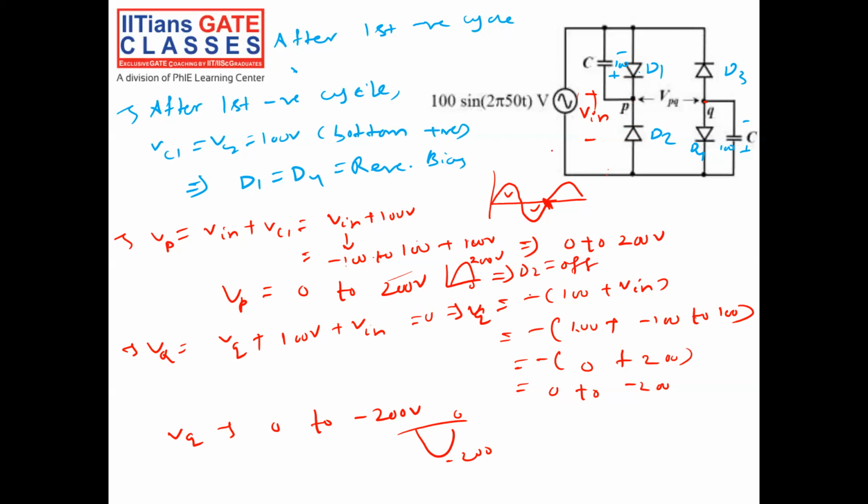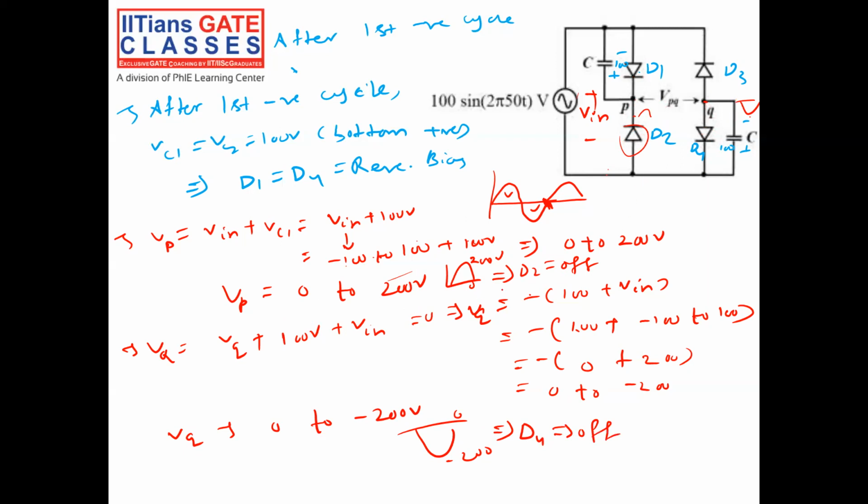D2 will be off, or reverse biased, since VP is varying from 0 to 200 volt, right? After the first negative cycle, D2 will definitely be off because the cathode is connected to 0 to 200 volt, so it will never go forward biased. Similarly, VQ is varying from 0 to minus, going in the negative direction only. Since my anode is connected to 0 to negative, D4 is also off. Clear? Means reverse bias.